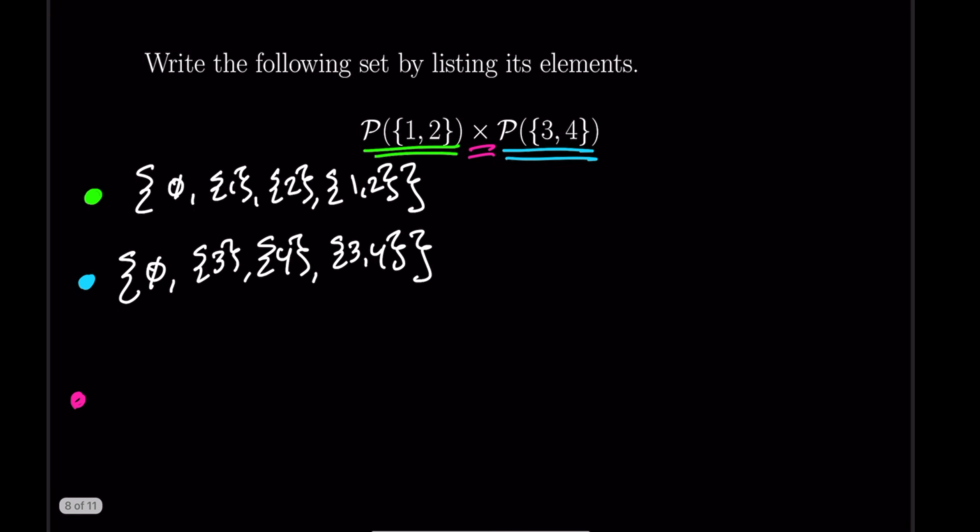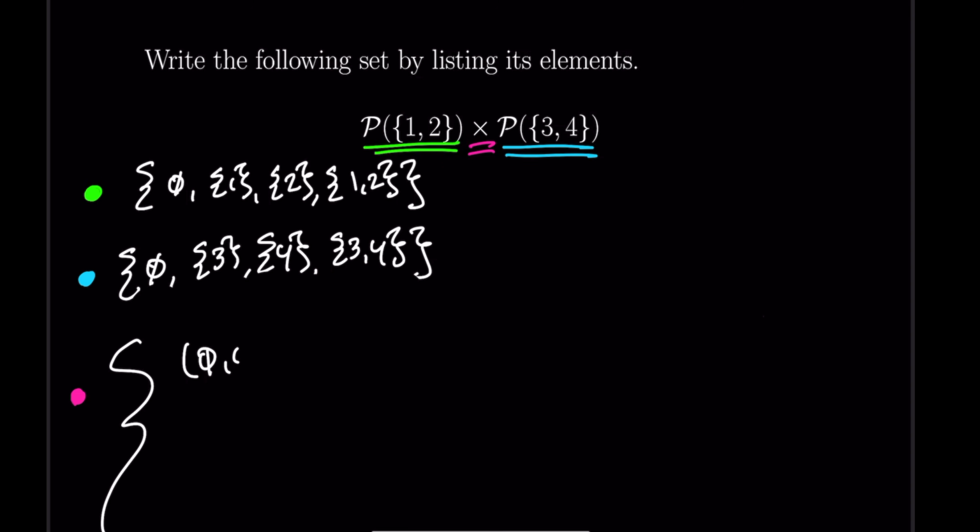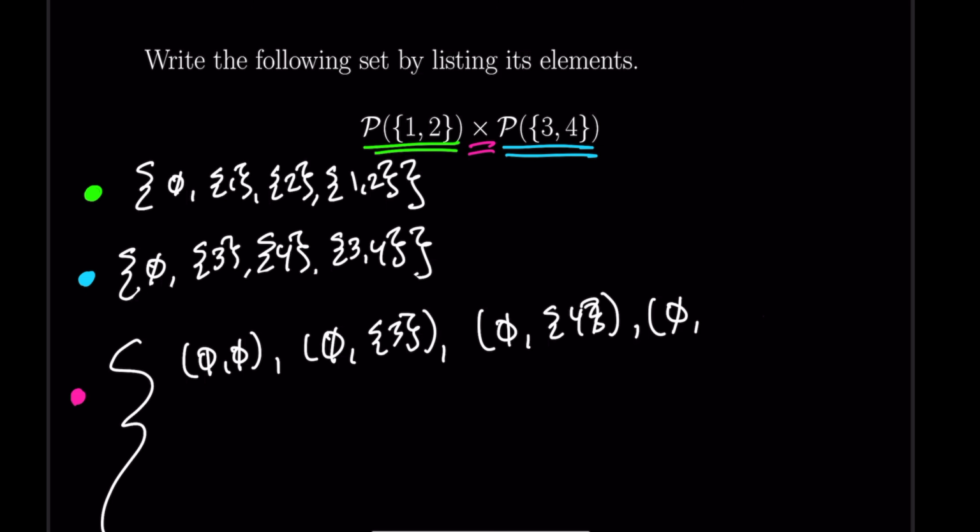So let's do that. We can start off with the ordered pair of the empty set and the empty set. So that's from taking the empty set from both of our sets. Then next we could have the empty set and the set containing 3, the empty set and the set containing 4, and finally the empty set and the set containing 3 and 4. And so that uses all of the starting points where our first entry is the empty set.